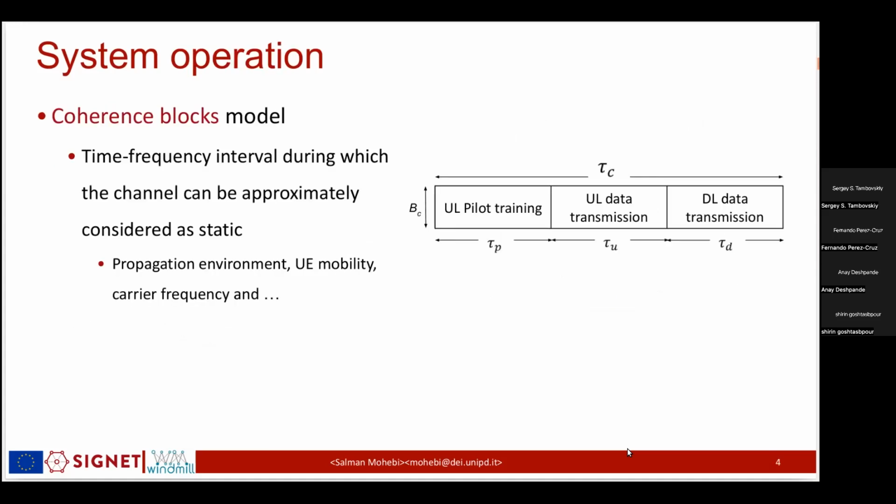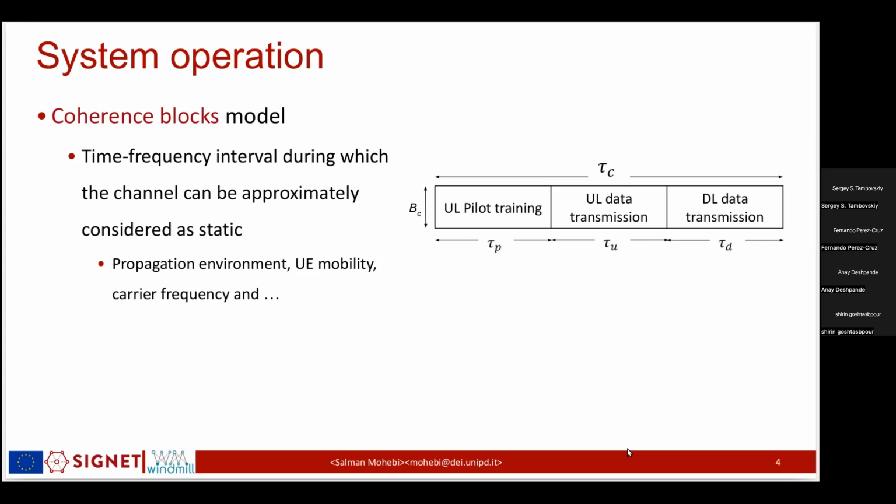Here, what do we care about? Acquiring accurate channel state information is critical in general for massive MIMO operations, because we are using this information to code and decode the data. So because of this, we need to have some sort of uplink pilot training, and we skip the downlink pilot training phase by considering channel reciprocity.